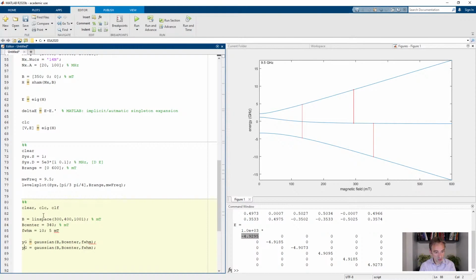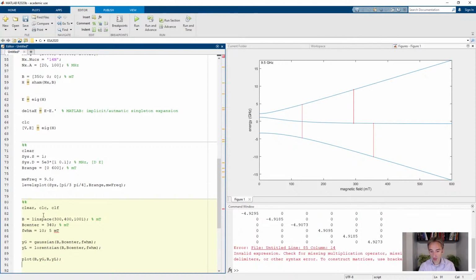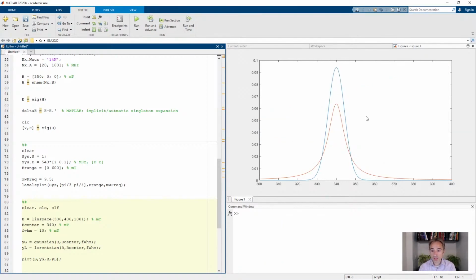And you can do the same thing for a Lorentzian line, just instead of gaussian, you have to say lorentzian. And we can plot this now by B, yg to plot the Gaussian, and then B, yl to plot the Lorentzian on top. If I run this, here we are. You see the Gaussian line is in blue and the Lorentzian line is in red. You can see the Lorentzian has much broader wings.